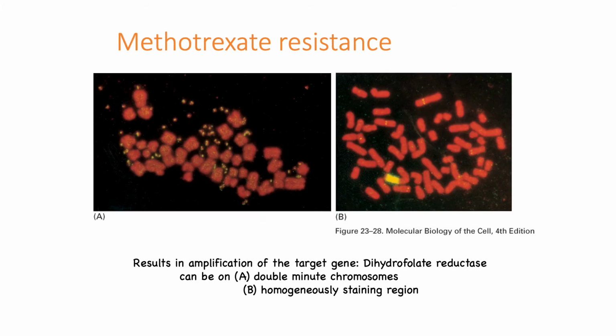Now, when you look at the chromosomes of these cells that have all this extra DNA that codes for the dihydrofolate reductase gene, you find 2 different types of DNA here. On the left are these small extrachromosomal elements, these little yellow dots, which are called double minute chromosomes. And they're called double minutes because, again, this is a mitotic spread. This is actually a mouse cell.